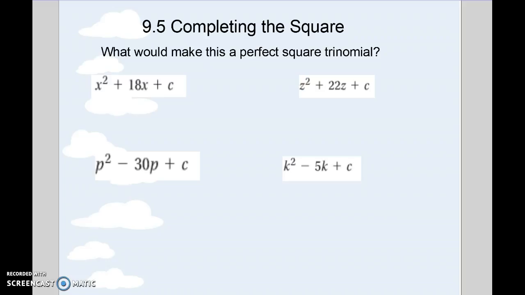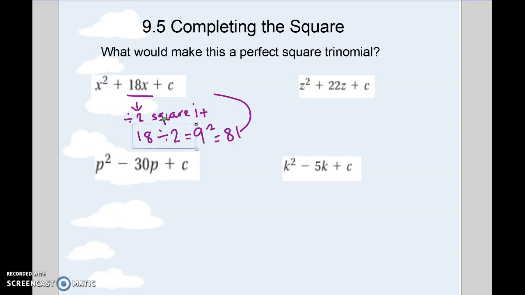So you're going to take the middle term, you're going to divide it by 2, and then you're going to square it. That'll give you your C. So here we have 18 divided by 2, which is 9, and 9 squared, which is 81. That'll make this a perfect square trinomial. Take a second and try to find the next 3.